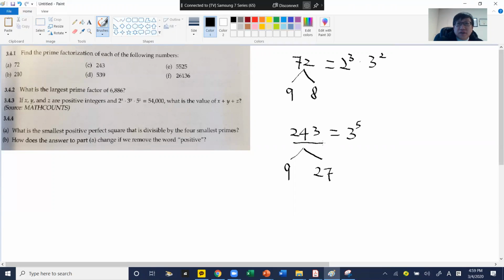How about the 539? Not divisible by 2, 3, not 4, not 5. You just try 7, right? 7 and 7, right? So this is 7 times 11, right?